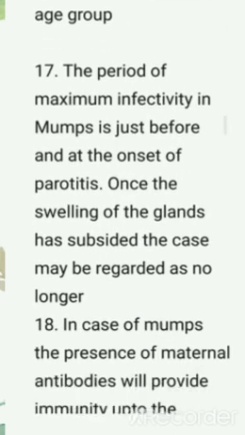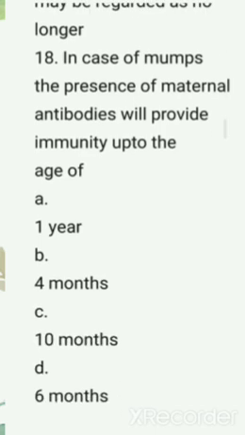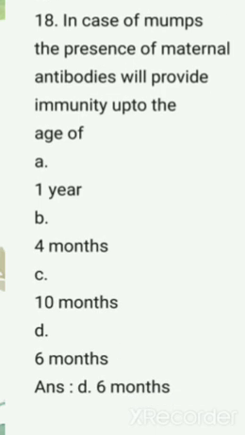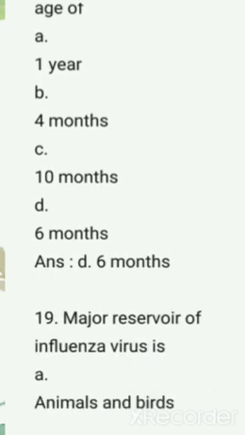Question number 17. The period of maximum infectivity in mumps is just before and at the onset of parotitis. Once the swelling of the glands has subsided, the case may be regarded as no longer infectious. Question number 18. In case of mumps, the presence of maternal antibodies will provide immunity up to the age of, options are: 1 year, 4 months, 10 months, 6 months. Correct answer option D, 6 months.